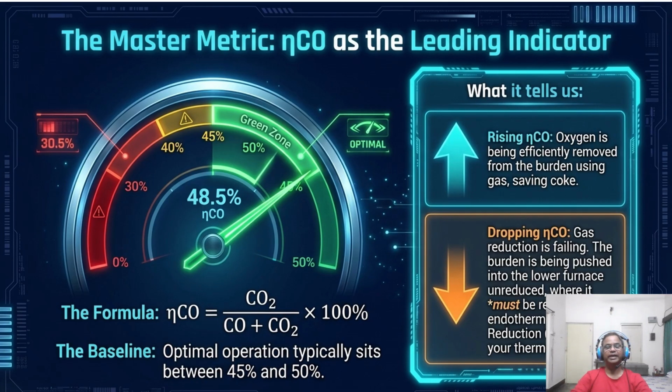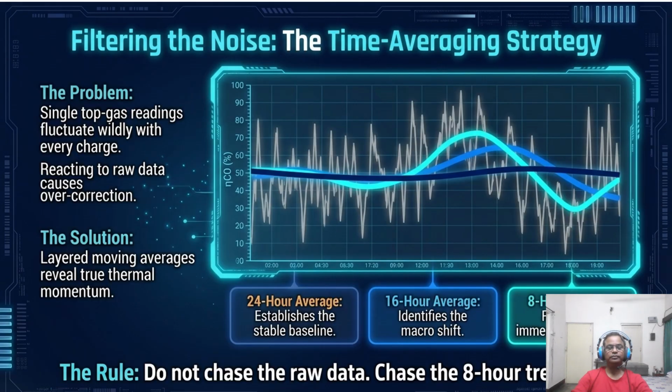But as any operator knows, the raw gas data can be incredibly noisy. So, filtering the noise: the time averaging strategy. If you react to every single raw data point, you will drive the furnace crazy with overcorrection. Look at all that grey noise in the background. Those are single top gas readings fluctuating with every change.